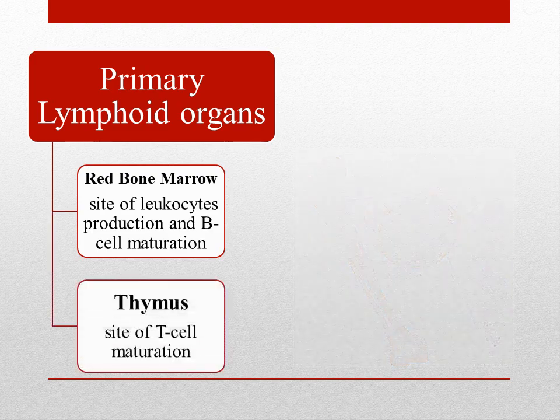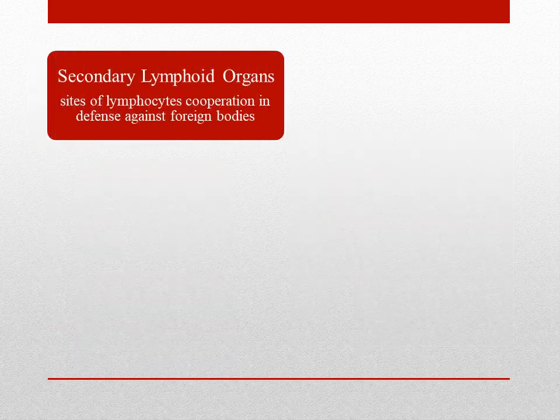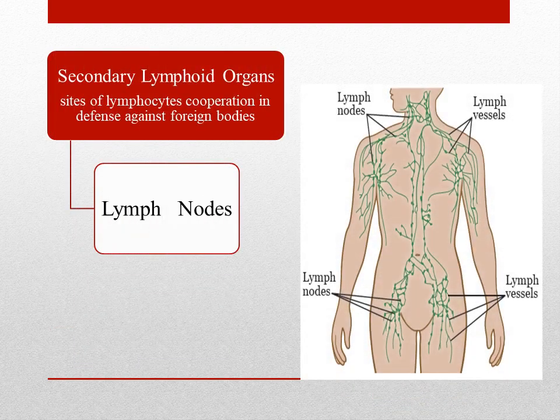The second primary lymphoid organ is the thymus. Thymus is located in the chest area and it's the site of T cells maturation. It's where T cells are practiced to fight. The last information in our video is about secondary lymphoid organs, which are sites of lymphocytes' cooperation in defense against foreign bodies. They are divided into lymph nodes and spleen.